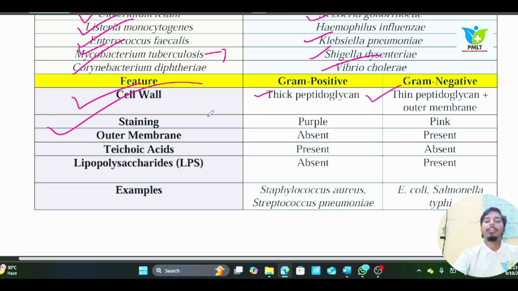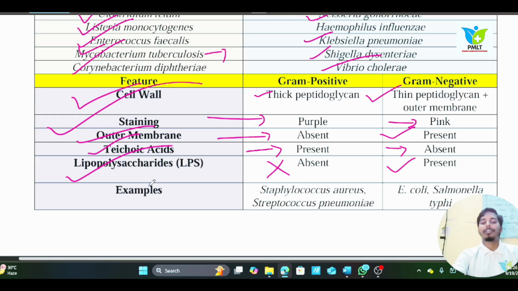Gram positive bacteria look purple in color, and gram negative bacteria are pink in color. The outer membrane, see here, is absent in gram positive bacteria and present in gram negative bacteria, with LPS, lipopolysaccharide. Teichoic acid is present in gram positive bacteria and absent in gram negative bacteria. And LPS, I have already told you, is absent in gram positive and present in gram negative bacteria. Okay, got it? I think this is clear. Examples I have already told you.